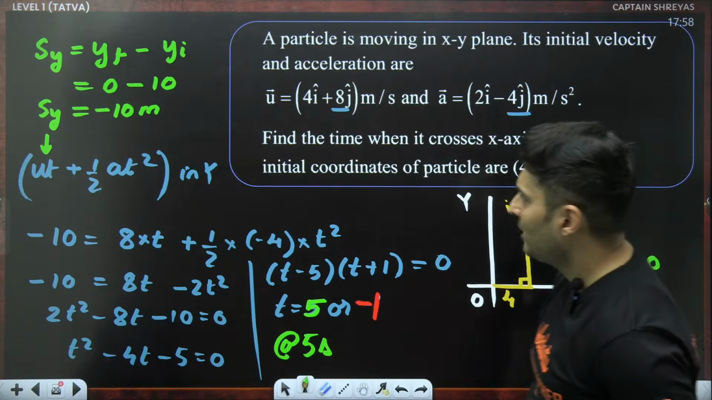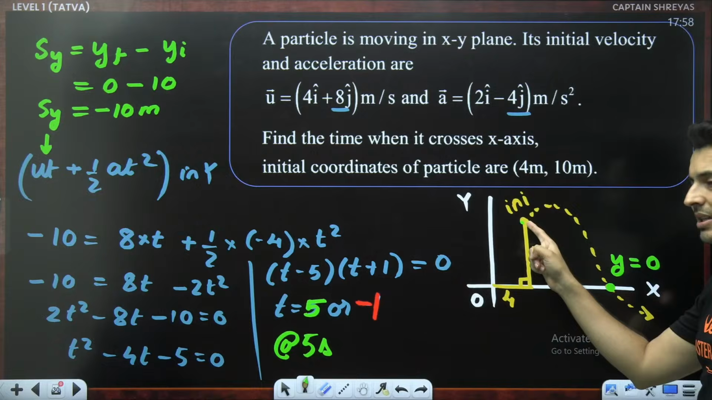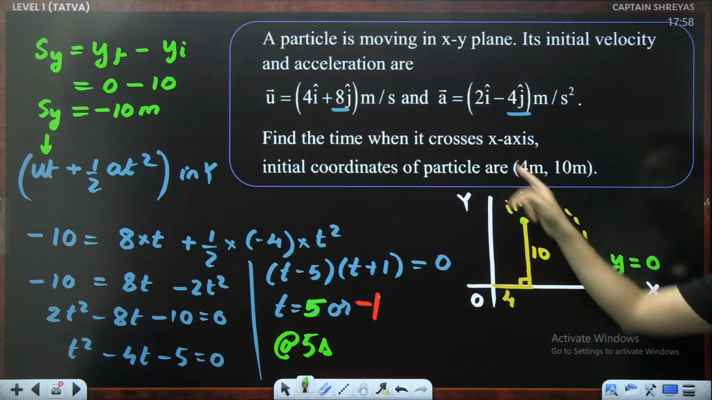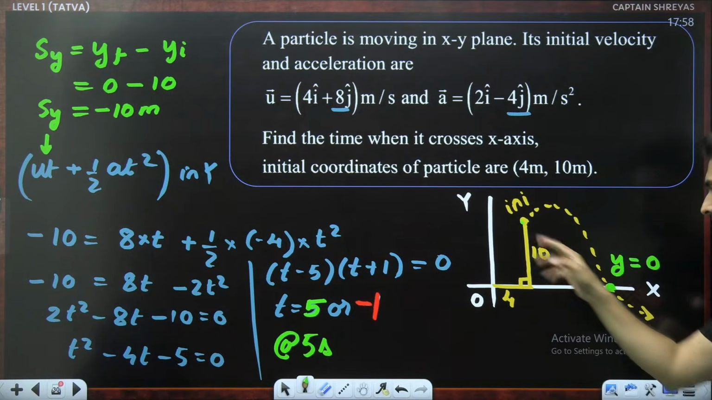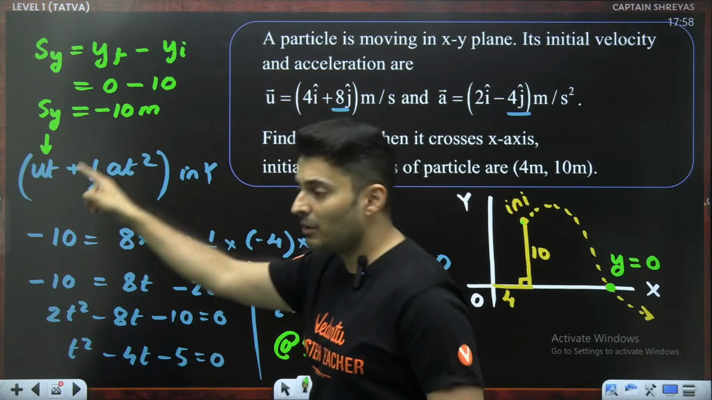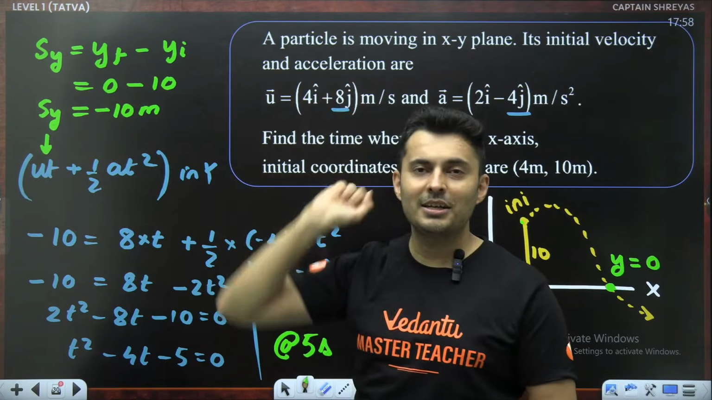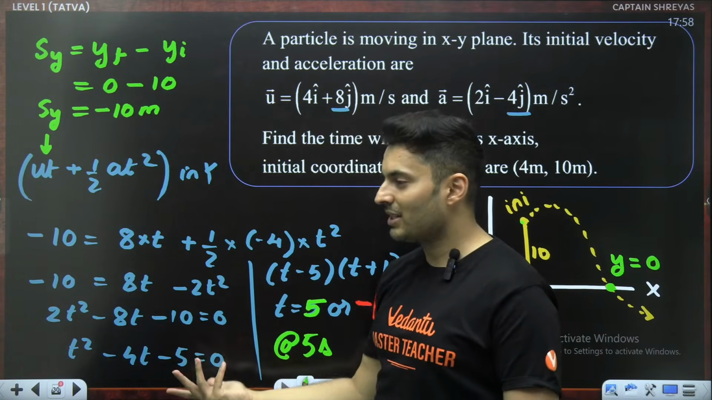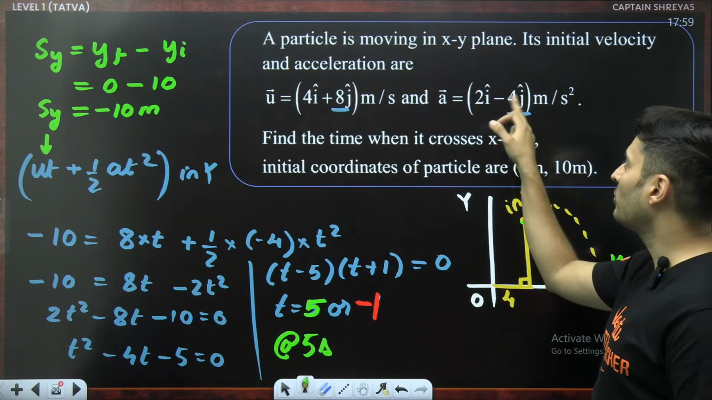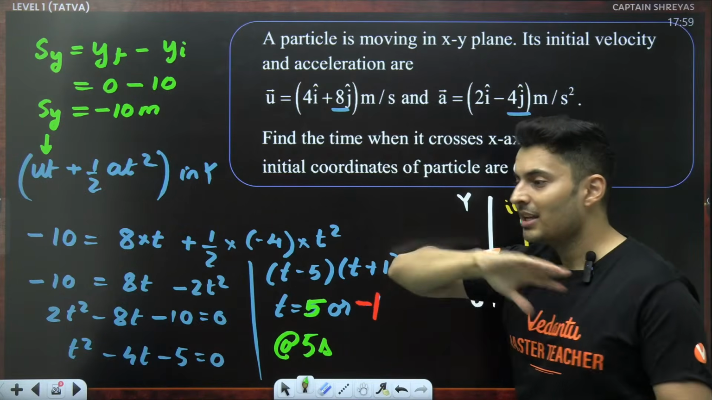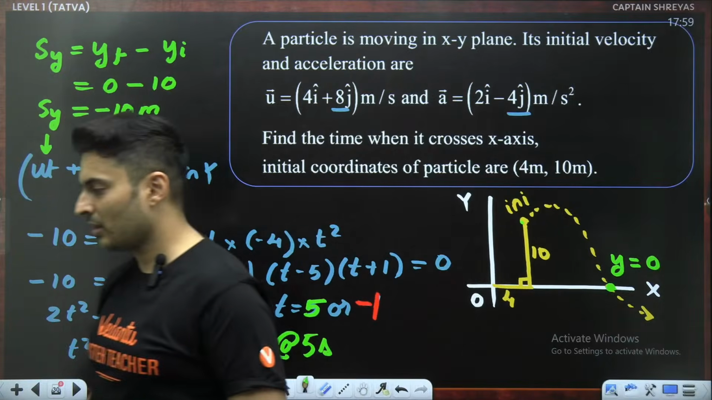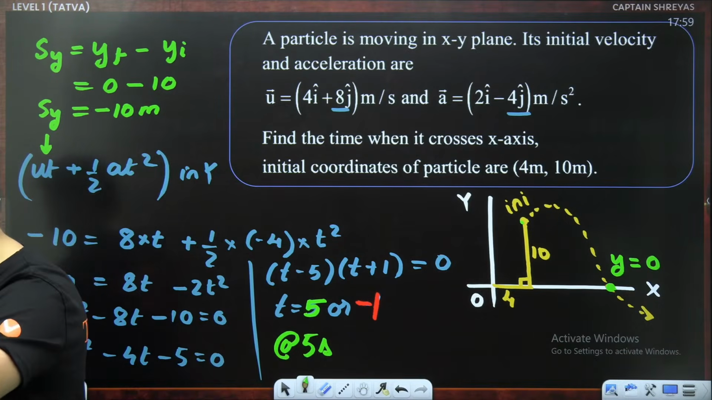Now, the minus 10 part. Here, you started from this point. It was given as 4 comma 10. I eventually reached here, because it's given that this is the time when you cross the x-axis. So final y coordinate is 0. Final y minus initial y coordinate is the displacement in the y direction. What is the formula? Second equation, ut plus half at t square. Instead of u, you put 8. Instead of acceleration, you put minus 4, because this is j cap, and j cap is the y direction. Ignore the x, because the whole problem has now been narrowed down to the y direction.